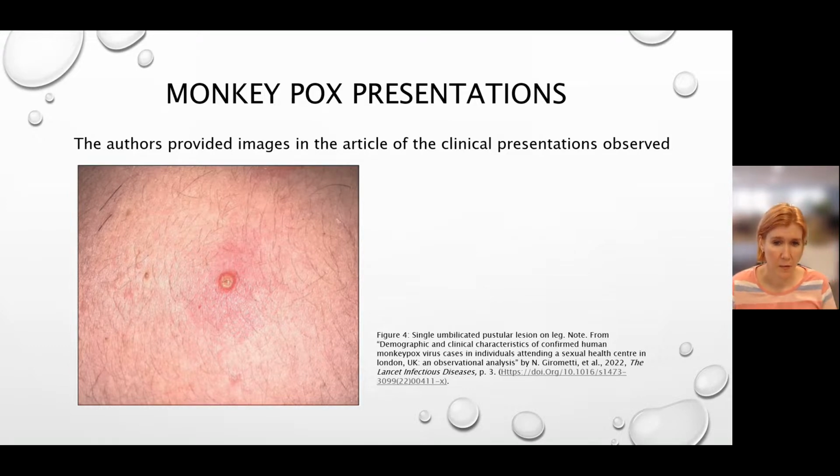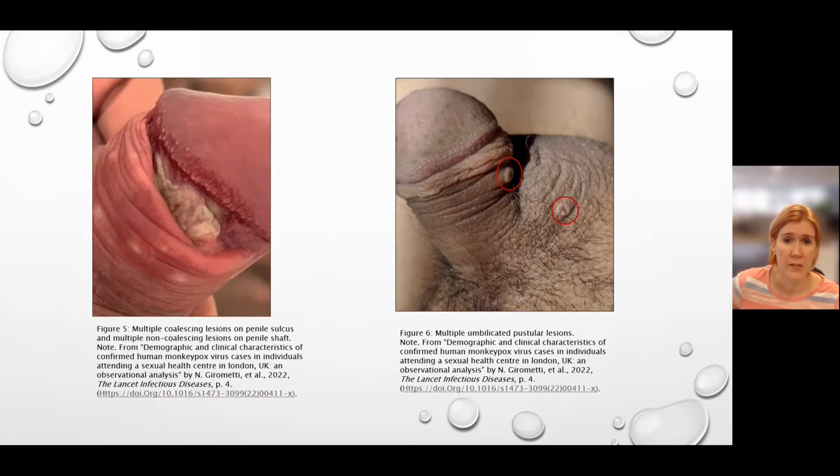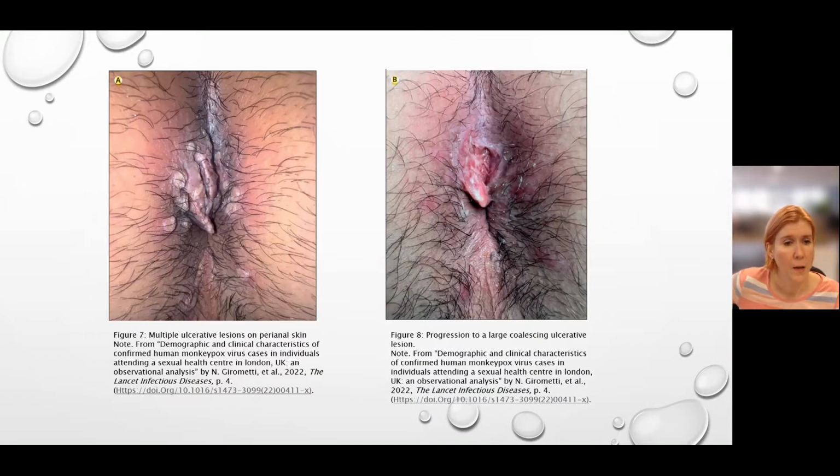So this is a single umbilicate pustule lesion on a leg. And as you can see, this presentation is very different from the pictures I showed before from the Democratic Republic of Congo. Here are some more pictures as well. The first one shows a coalescing lesion on a penis, and the second one shows multiple umbilicate pustule lesions on a penis. The next slide shows the progression of the lesions. The first slide shows an ulcerative lesion on the perianal skin, progressing to a large coalescing ulcerative lesion.